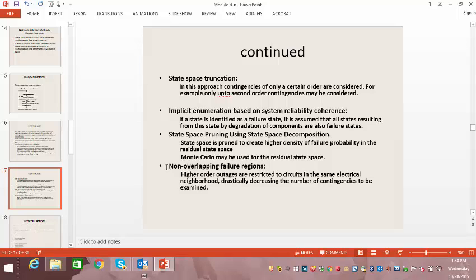Then the other idea is what we call non-overlapping failure regions. Here the idea is that the higher order outages are restricted to circuits in the same electrical neighborhood. So you can pick what we call the focus area and do the analysis on the focus area.